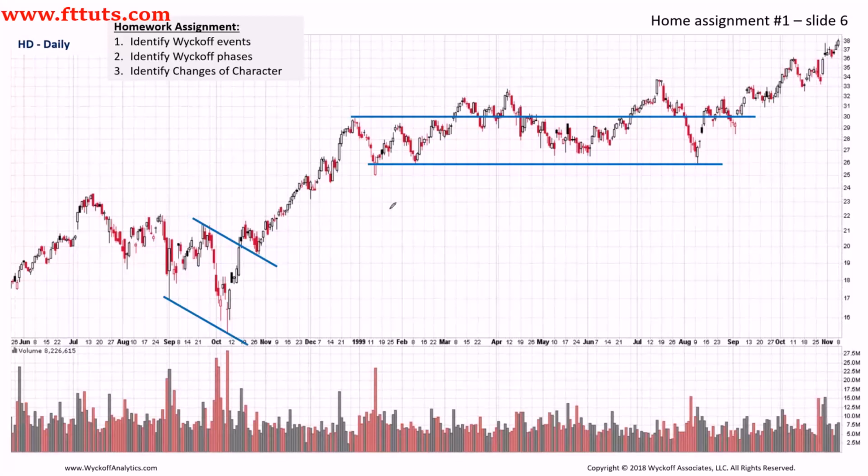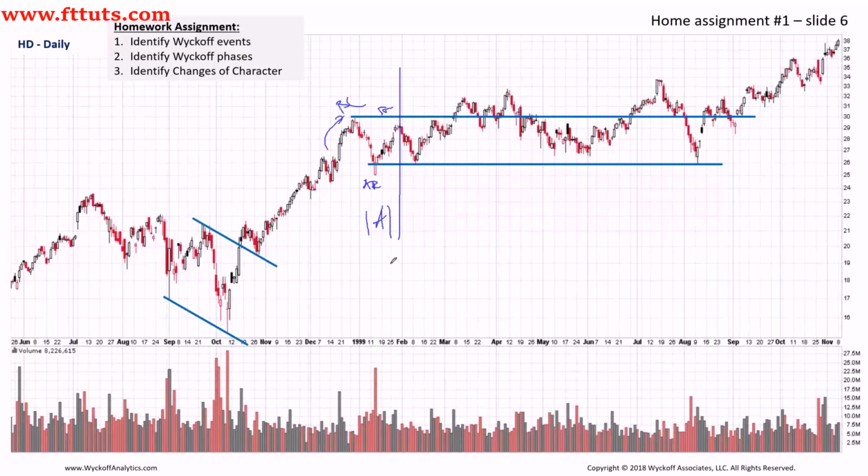And sure, Nilesh, let's start with phase A. Sure, that would be buying climax where your pointer is, and the downward reaction would be automatic reaction, and then we have a secondary test. That would be phase A.